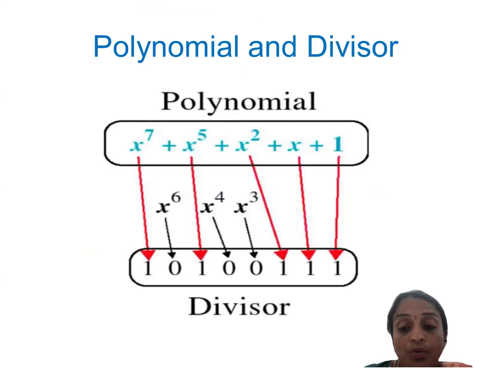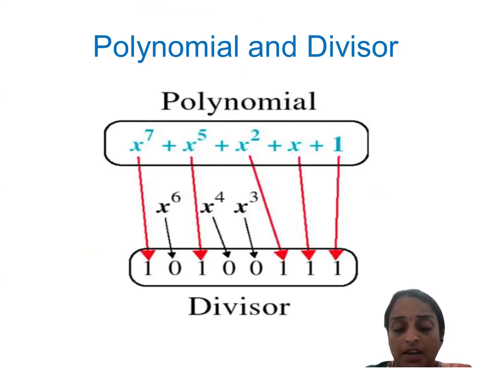Now, how to take the divisor? First, this one represents x power 0. What is the coefficient here? 1. Next, x power 1. What is the coefficient for this one? 1. Next, x power 2. The coefficient is 1. In this polynomial expression, there is no term for x power 3, so we put 0 in the divisor.